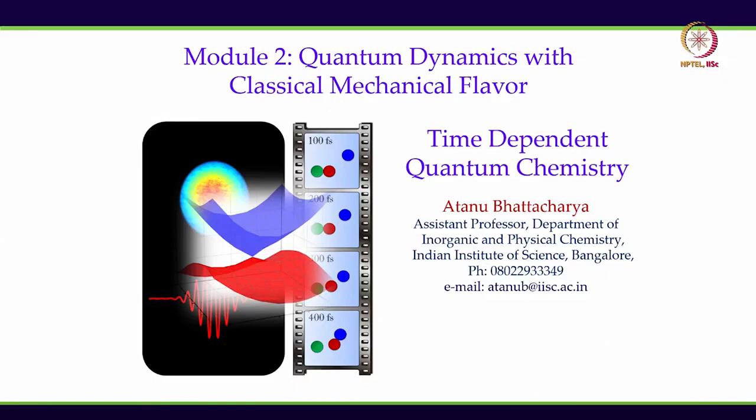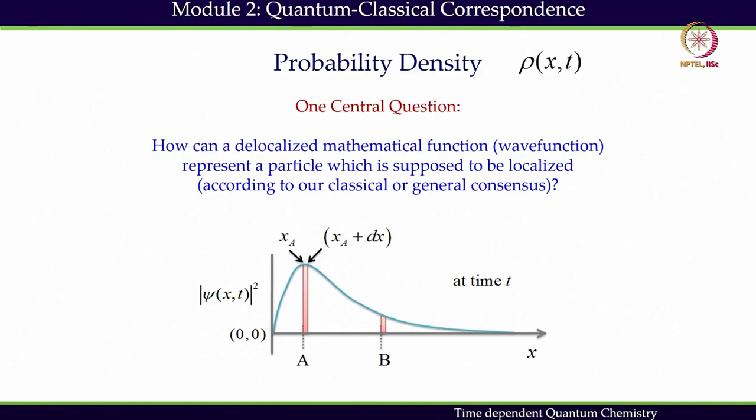So, the problem of trying to find the classical mechanical flavor in quantum dynamics is that in quantum mechanics, the particle will be represented by the wave function. And the first question which is important in quantum mechanics and quantum dynamics is written here. How can a delocalized mathematical function? So, when I think about a classical particle moving, I always draw some kind of ball and show an arrow to represent the movement of the particle. But in quantum mechanics, this picture is not valid anymore. There is no particle concept in quantum mechanics, at least in the standard interpretation. It has to be presented in terms of the wave function, and the wave function is always delocalized in nature.